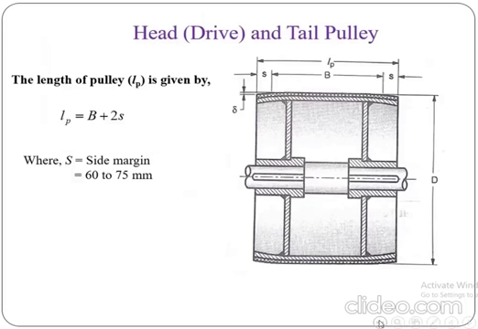Then the head, drive and tail pulleys. The length of the pulley, LP, is given by, if you see the diagram, LP is the length of the pulley. The total length over which the belt is running is called LP, and LP is calculated as capital B plus twice S. Capital B is the width of the belt, and S is the side margin. It is standard, up to 60 to 75 mm, and D is the diameter of the pulley or the drive pulley diameter. From this you can calculate the length of the pulley.